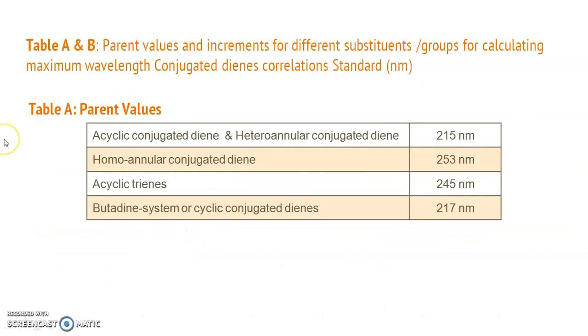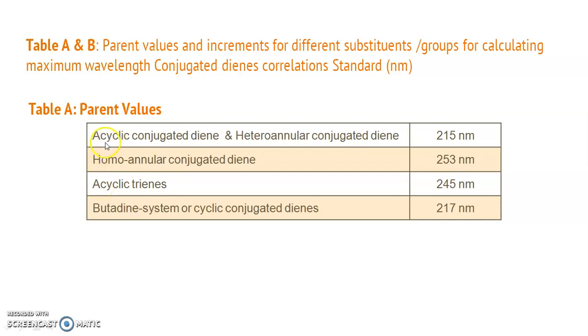So in these two tables, I will give some values for the base values I was talking about, or the parent values we assign for a given system. The parent values and the increments for different substituents will be discussed here in Table A and Table B, with respect to conjugated dienes. So we have 4 different types of parent values.